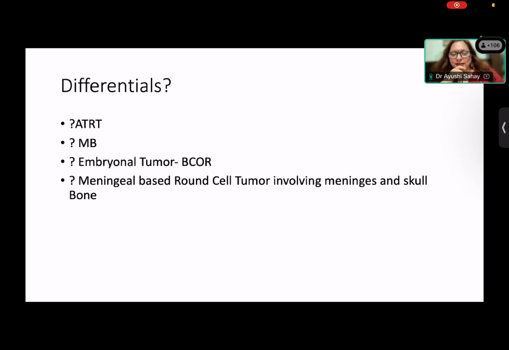Besides Ewing's that you mentioned, anything else? Any other round cell tumor that can involve the meninges and the skull bone? Rhabdomyosarcoma. Yes. Somebody has mentioned lymphoma. I agree. Yes, you can very well have a lymphoblastic lymphoma involving the meninges. Anything else?